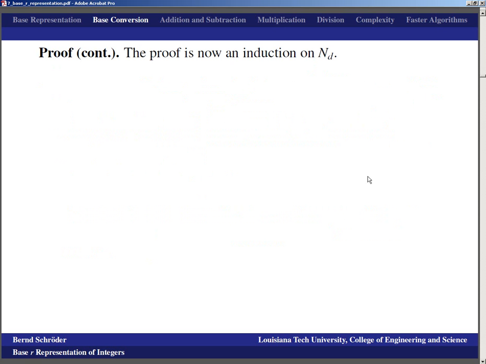Okay, so now we continue. And the proof is an induction on nD, because now we know that for every D there is such a number nD, we're going to use it. So the base step for nD equals 0 is trivial.